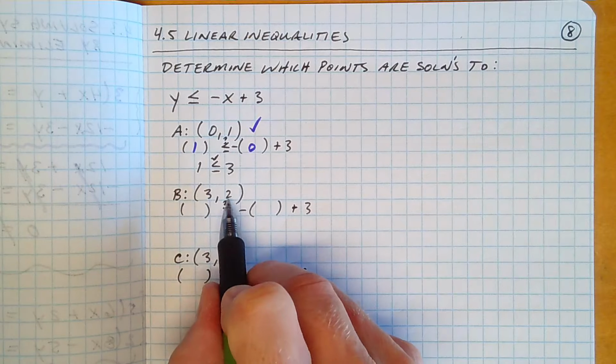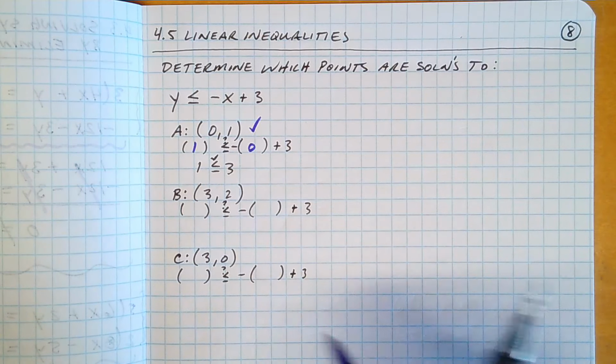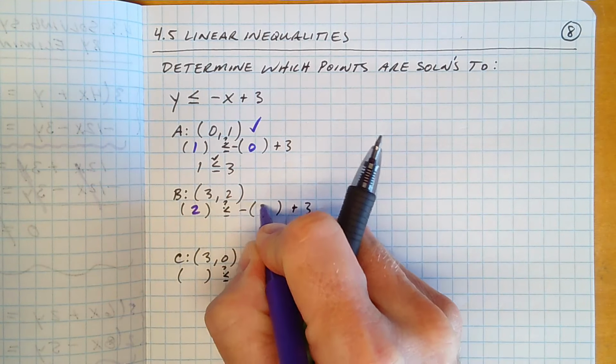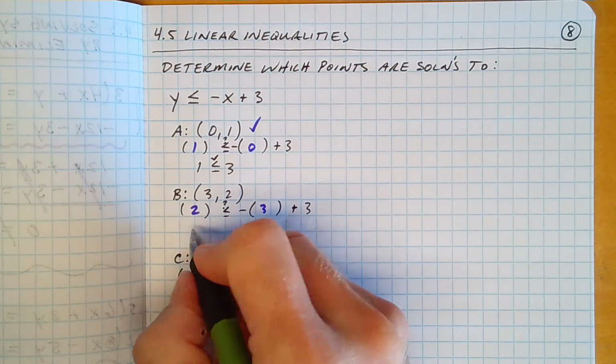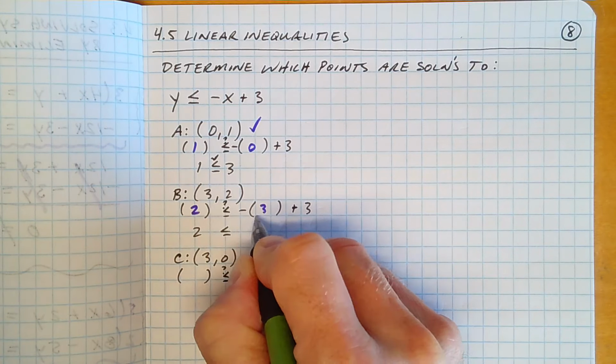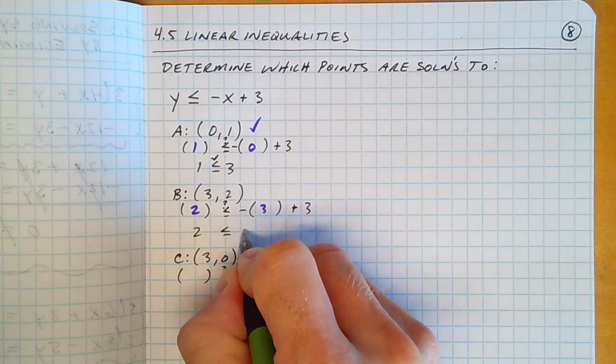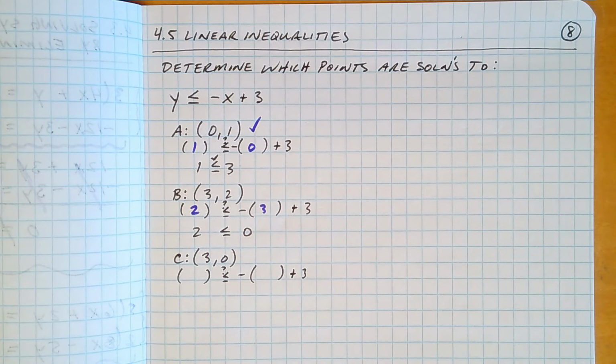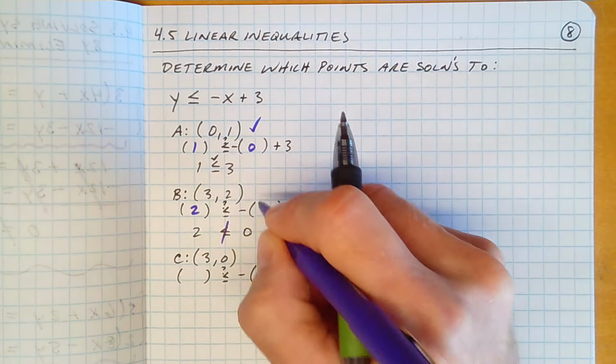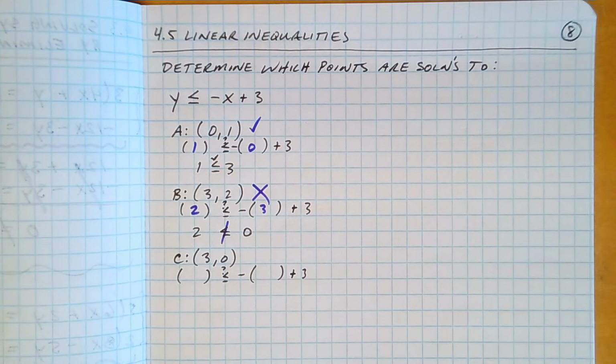Next, I'm going to plug in 3, 2. So my 2 is going to go in for my y, my 3 for my x. So I have 2, is that less than or equal to negative 3 plus 3? Well, negative 3 plus 3 is 0. 2 is not less than 0, so I'm just going to put an x. B is not a solution.